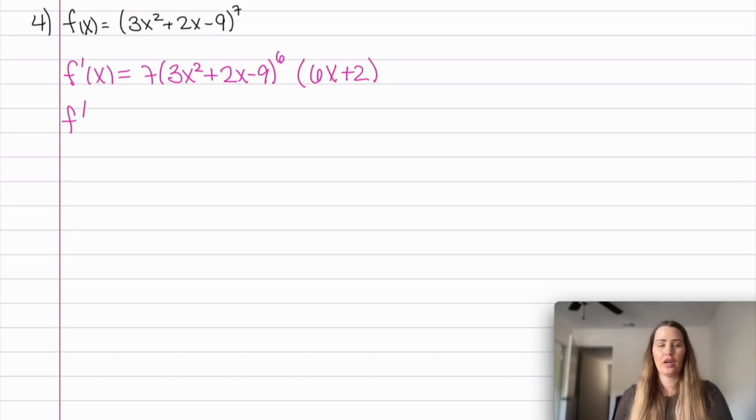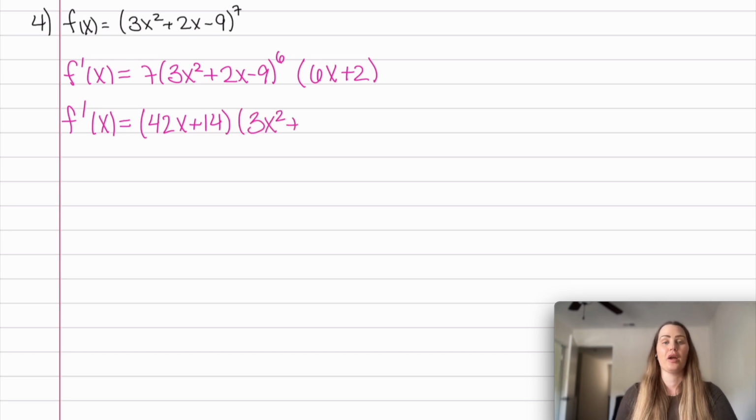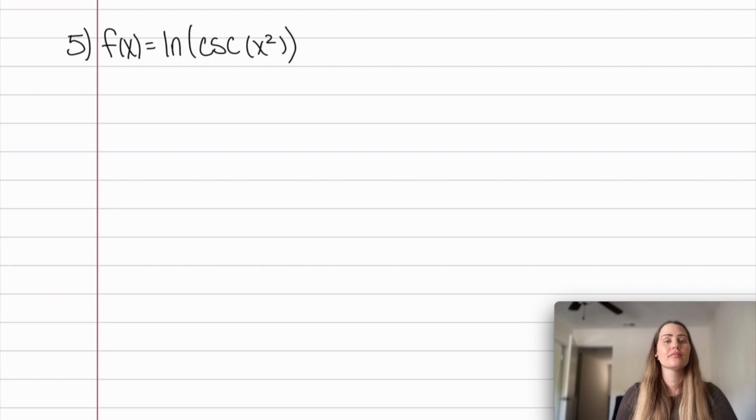One final step, you don't have to do this, but I thought it looked nicer to have 2 terms instead of 3. So I multiplied that 7 into the last term there to get 42x plus 14. And then I'm just going to leave this to the 6th power. Nothing could possess us to want to multiply that out. So this is my final answer for that one.